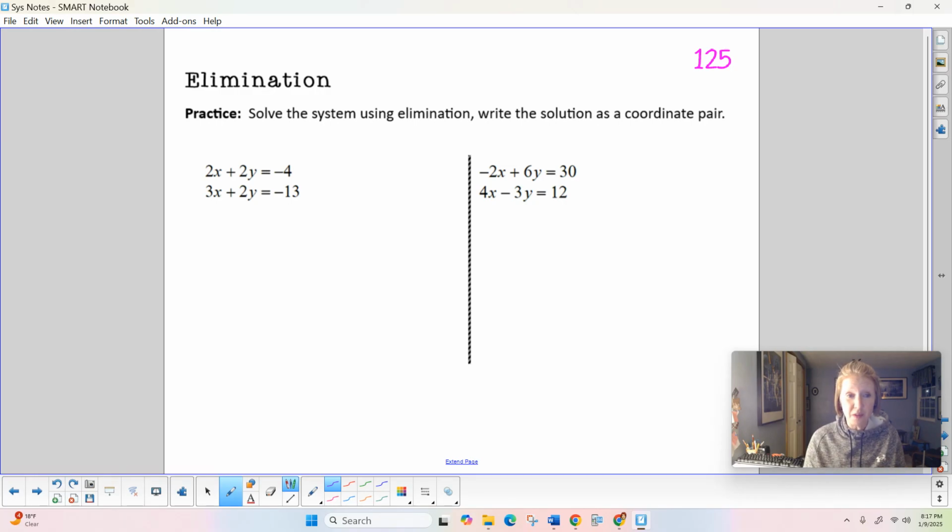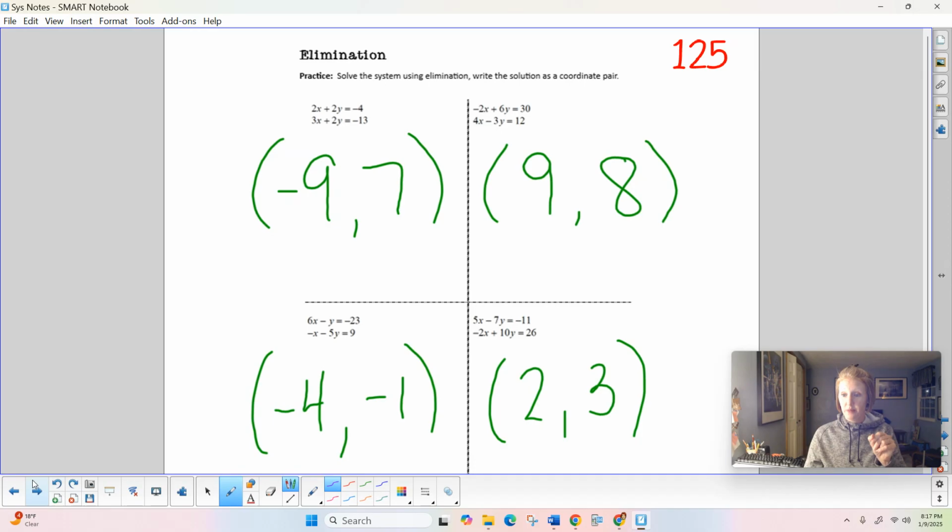Okay, so welcome back. Here are your answers to this page. Okay, so there's your 4 answers to 125. If you didn't get these answers, then I want you to scroll and find the problems that you missed. If you got all 4 right, you are done. Go ahead on to the next assignment.